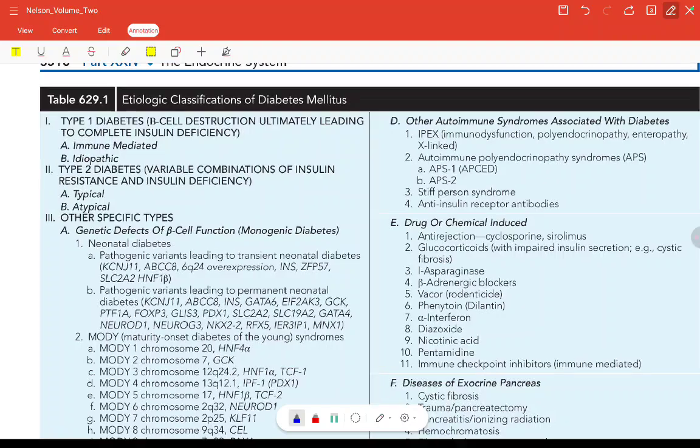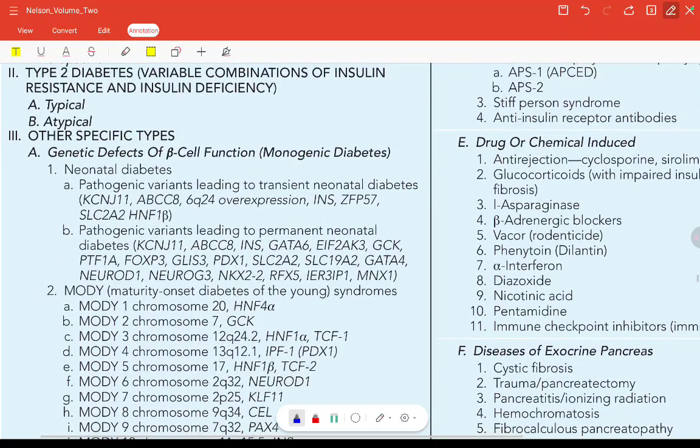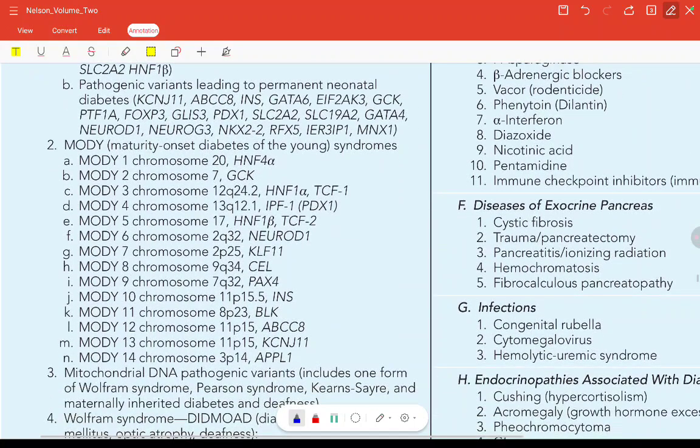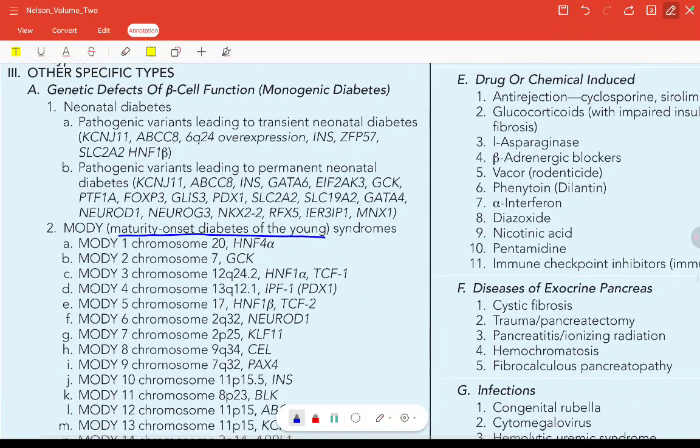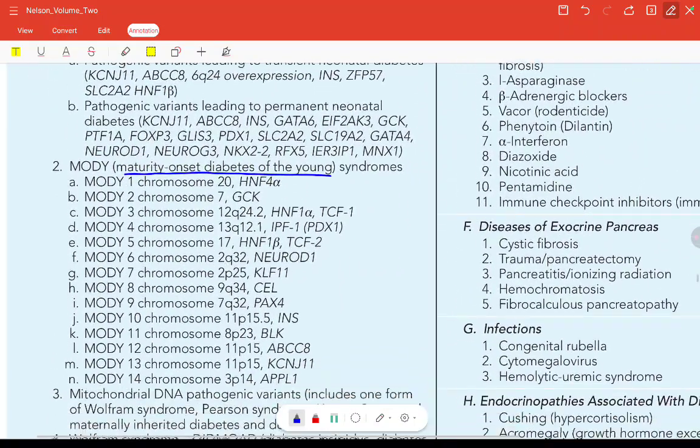Other specific types we have, genetic defects of the beta cell function. There is monogenic diabetes, which includes neonatal diabetes, pathogenic variants leading to transient neonatal diabetes, and pathogenic variants leading to permanent neonatal diabetes also. These were monogenic diabetes. Other was MODY, maturity onset diabetes of the young. There are various chromosomes for MODY also. So we read about MODY and these are all under the genetic defects of beta cell function.